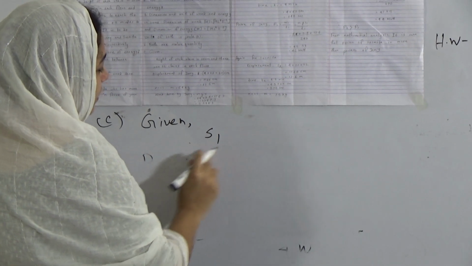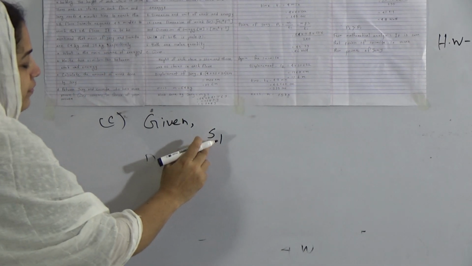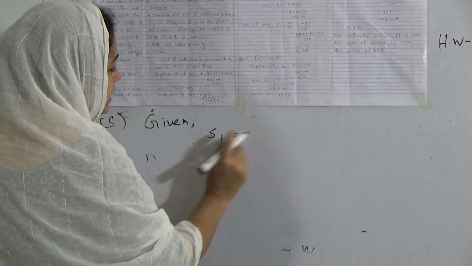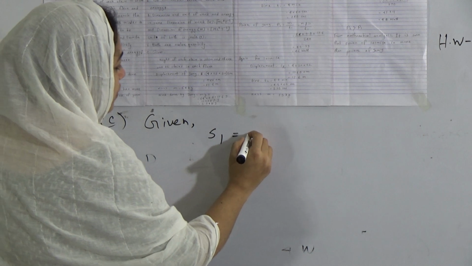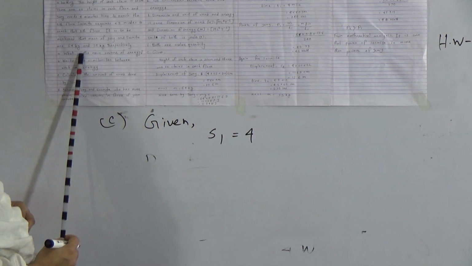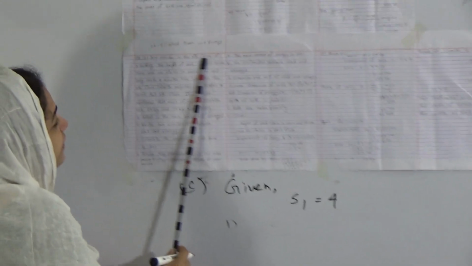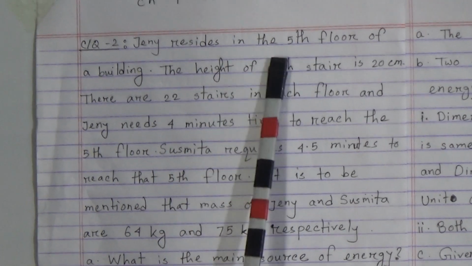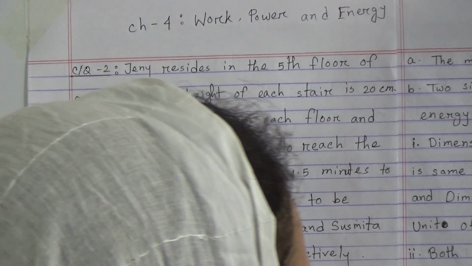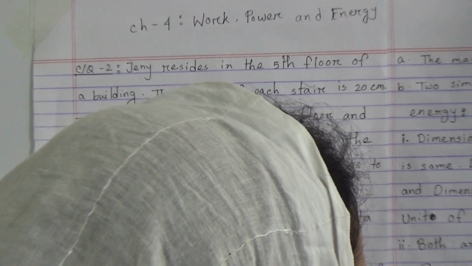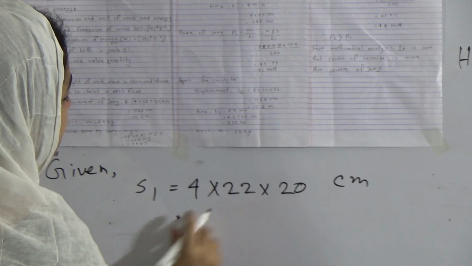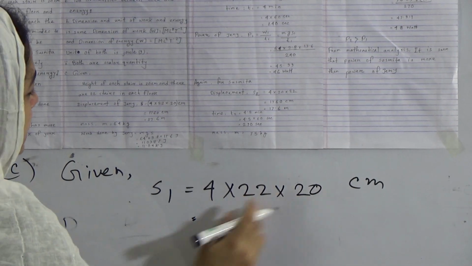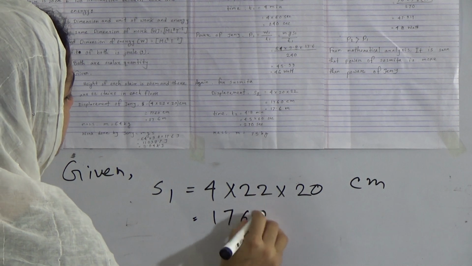Suppose S is displacement, then for Jenny, suppose this is S1. So S1, displacement by Jenny, S1 equals 4. My dear students, I am repeating, the building was the 5th floor. Jenny and Sushmita reside on the 5th floor of the building. That means it will be 4 into 22, that means total stairs, and the height of each stair is 20 centimeter. So 4 into 22 into 20 centimeter, that means 1760 centimeter.